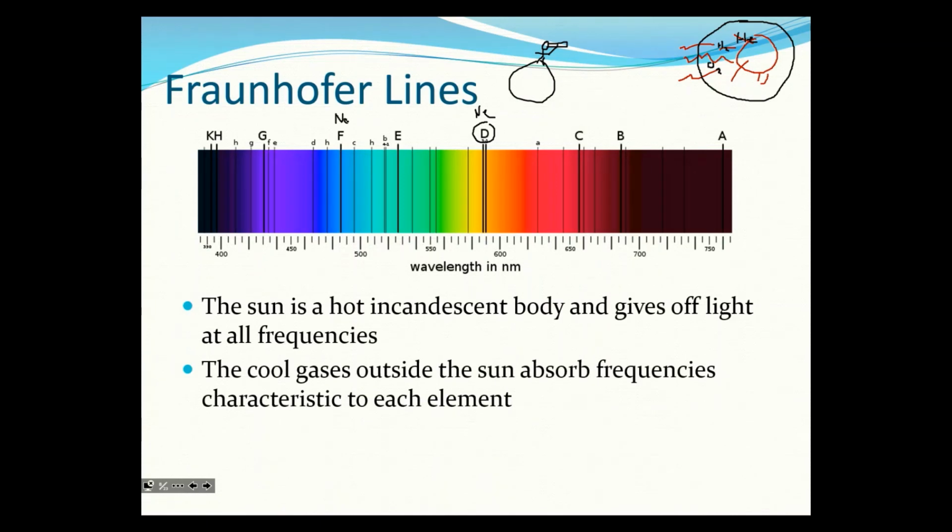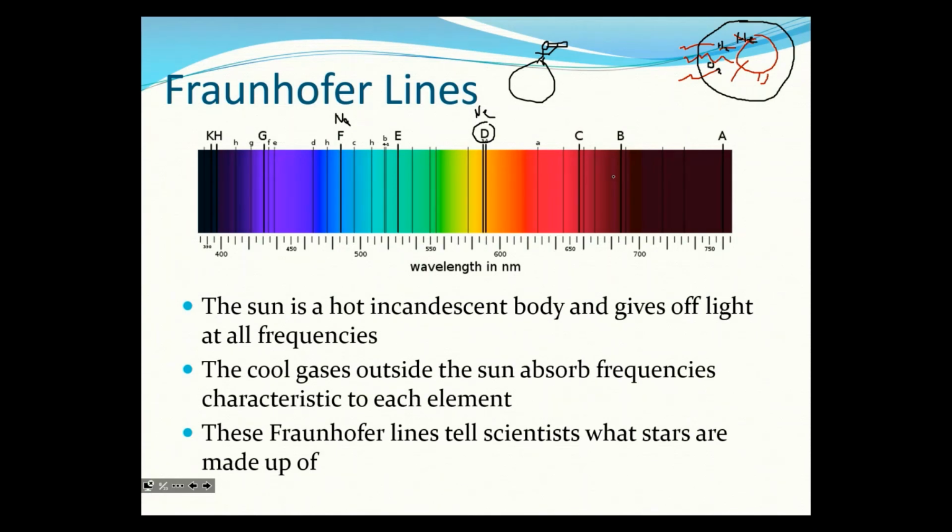This is sodium right here, which is cool because this allows us to take a look at any star in our galaxy with the spectroscope, and we can see what it's composed of. That can help us tell how old it is, because we compare it with other stars that we know more about. So these are called Fraunhofer lines, and they tell scientists what stars are made up of. So we use a spectroscope to determine the composition of a star.